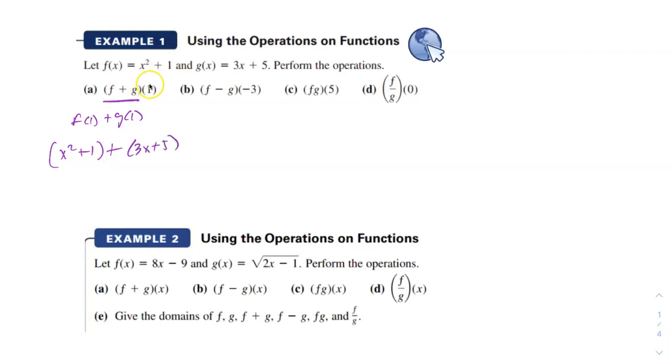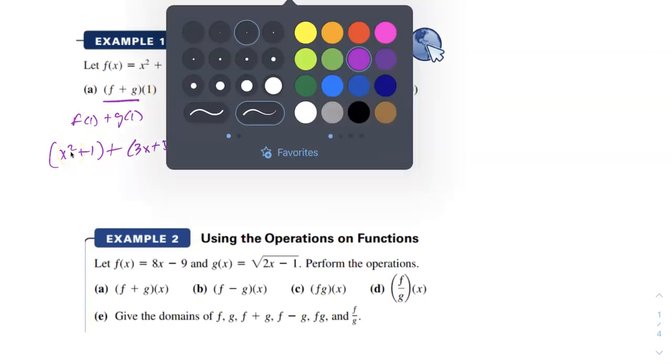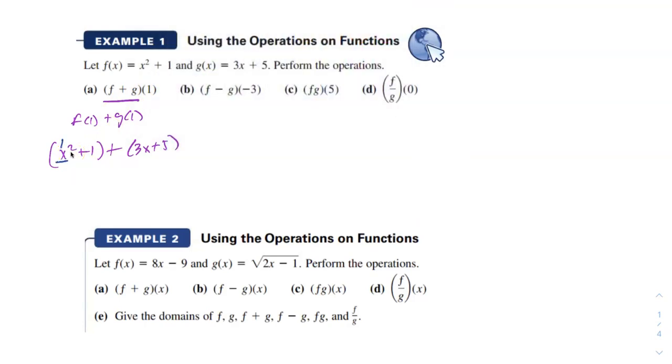Now what the 1 does is they want us to substitute 1 in for x. Not x squared, 1 in for x. So wherever there's an x, you plug a 1 in. 1 squared plus 1, 3 times 1 plus 5. Over here I get 2 plus 8, so my answer is 10. That's the value.